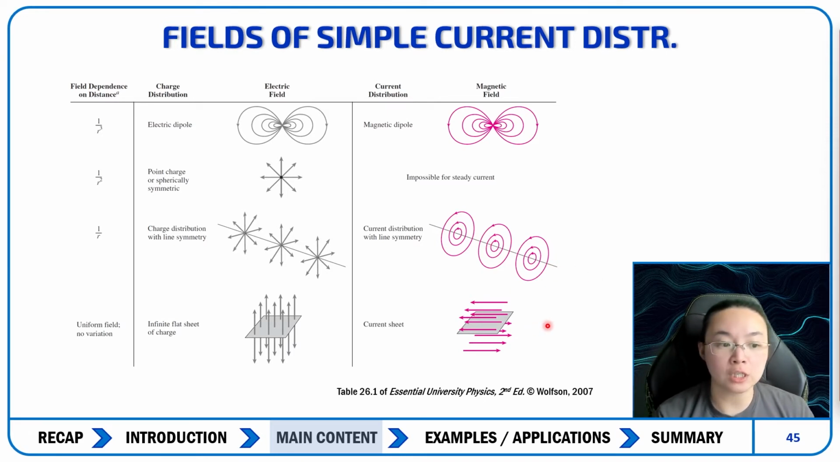If you have a sheet that carries a current, then you can also have a magnetic field. And in this case, you have a magnetic field acting parallel to the sheet itself. Whereas for an electric field, you have everything acting perpendicular to the sheet itself.